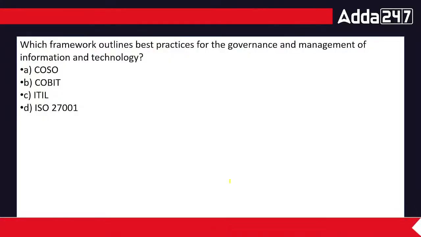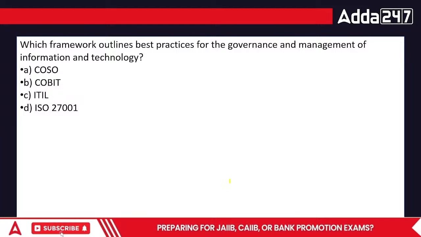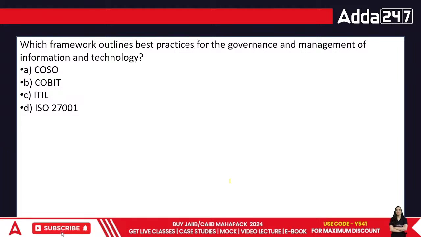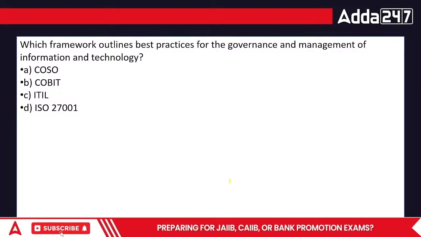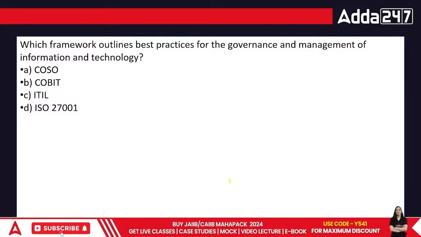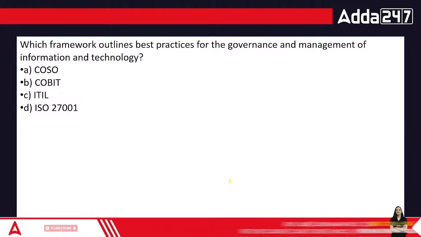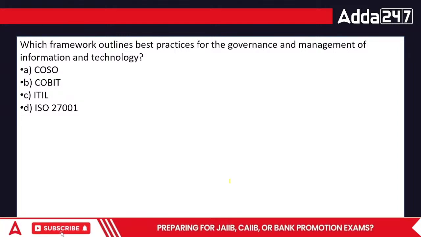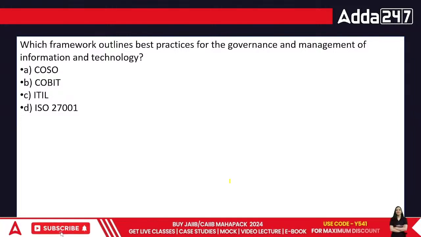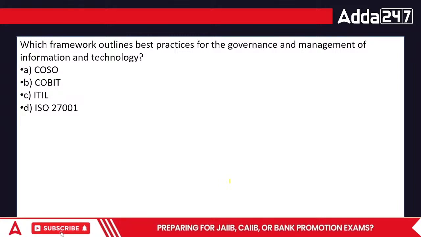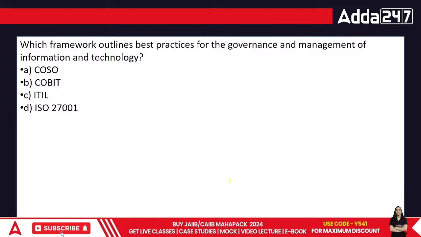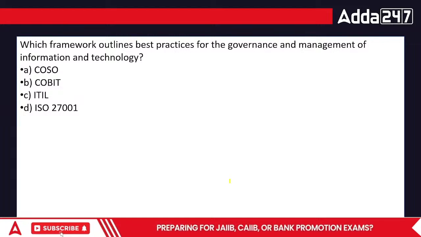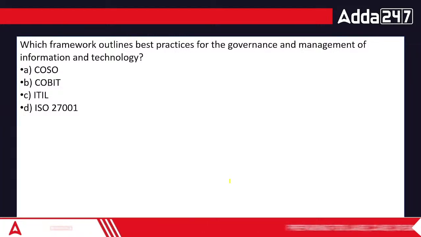Okay everyone, which framework outlines best practices for the governance and management of information systems and technology? What's going to be the answer? COSO, COBIT, ITIL, or ISO 27001. ISO is basically international standards in this particular area. ISOs are super important, and they recognize the particular area where people are able to trust the organization because it works in that specific manner altogether. Then COSO and COBIT.